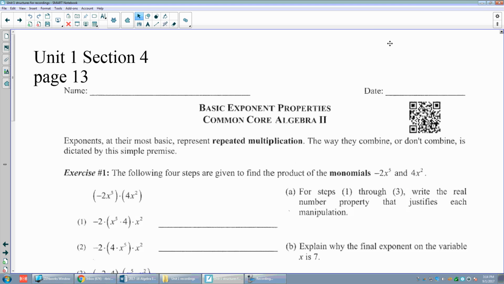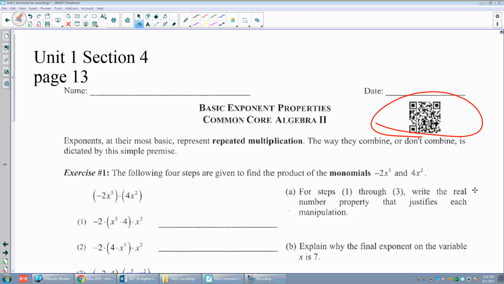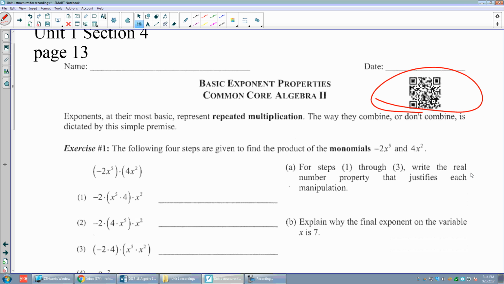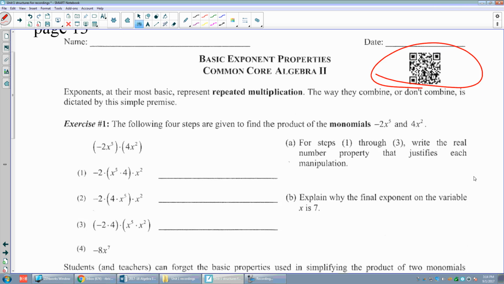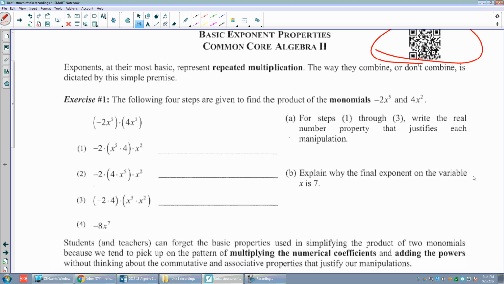This is Unit 1, Section 4, page 13 in your packet. If you don't understand what I said, you can scan that QR code and listen to the genius that wrote these worksheets explain it to you. So we're going to talk about exponent properties. We did them in middle school and already in high school. This is just a quick review. For steps 1 through 3, write the real number property to justify each manipulation.